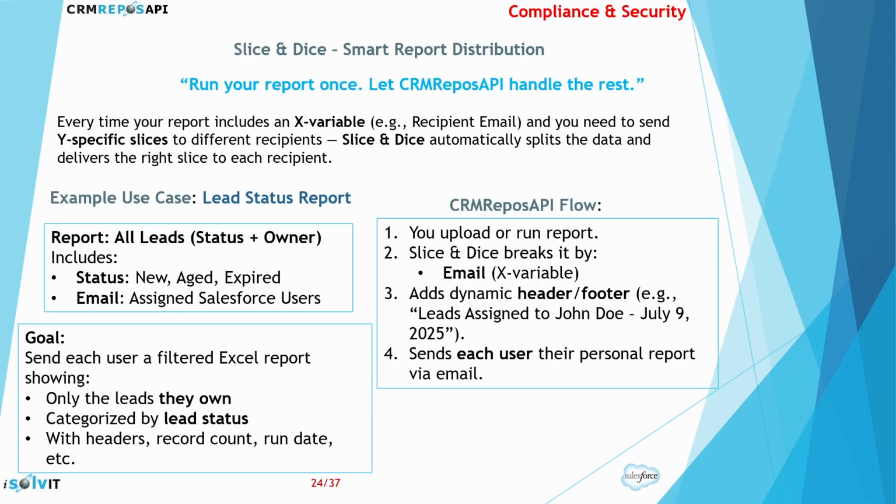Slice and Dice automates smart report distribution. Instead of manually exporting and filtering the same Salesforce report for different users, you simply run or upload it once. The system looks at the email and automatically slices the report into a personalized dataset. Each recipient gets only their relevant slice, complete with a customized header, footer, record count, and run date.